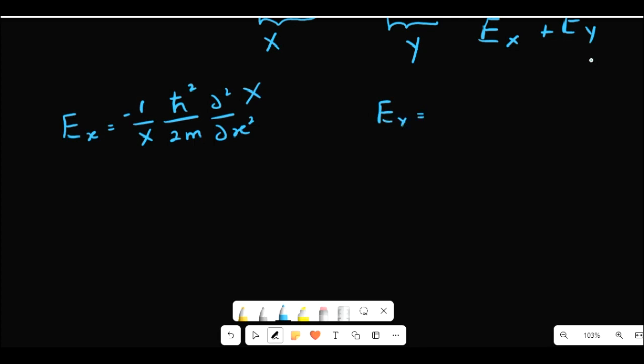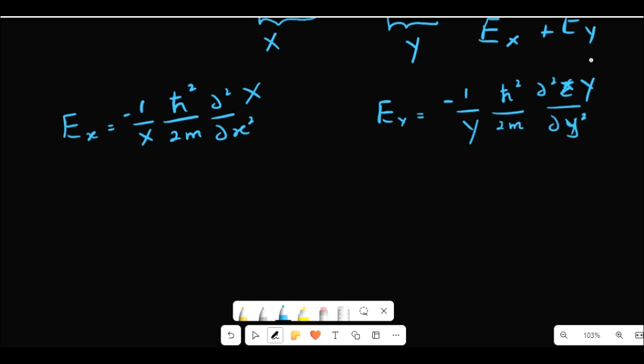Let's take it separately, right? Here we have energy x equal to 1 over x times minus h bar squared over 2m, double derivative over double x squared. Likewise, I can take the y term out by minus 1 over y times h bar squared over 2m, double derivative, sorry, not x, y over double y squared.